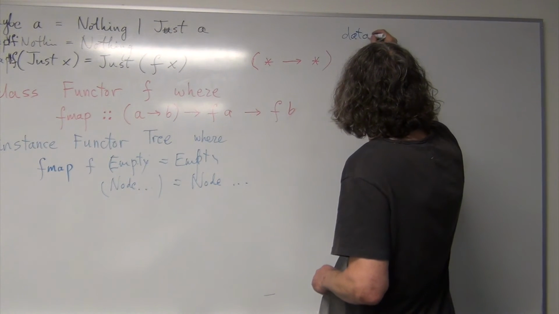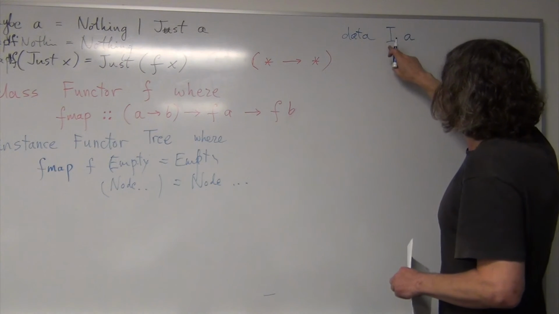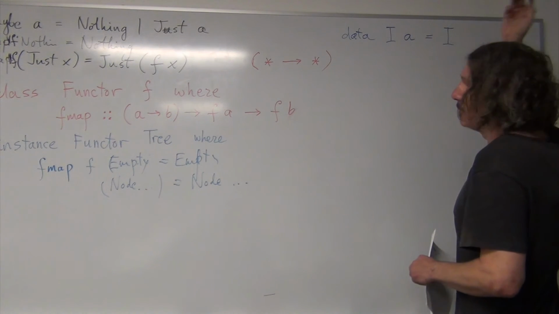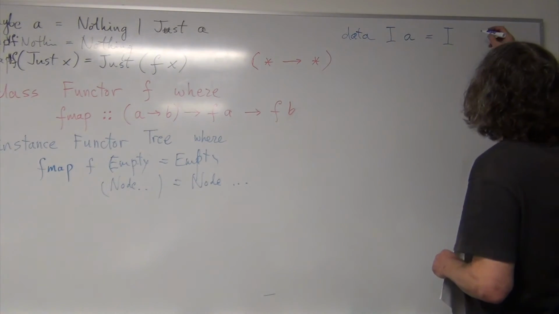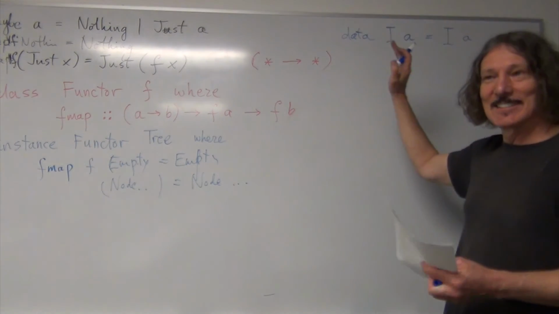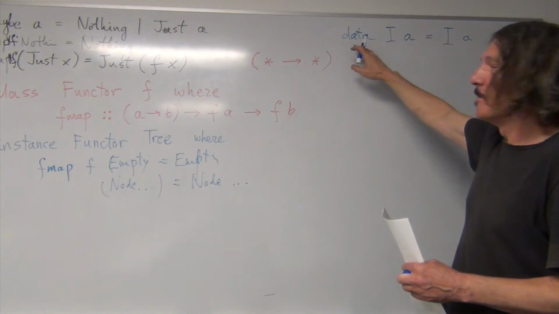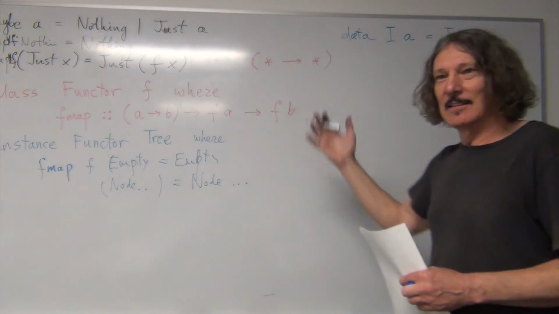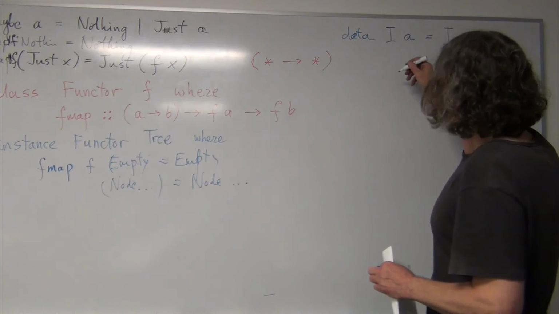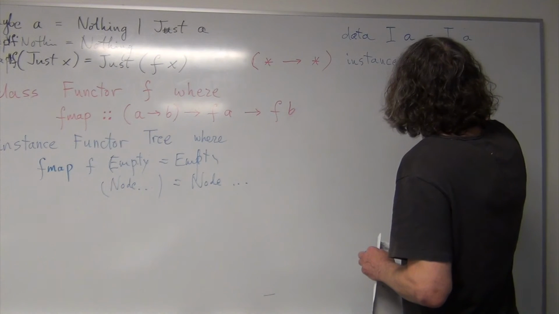So we say data. Let's call it I. For simplicity, it's a type constructor that takes an A, and there's one constructor which we will call I as well, that takes an A. So it looks like the function ID, right? Exactly. But this is an ID on types. So this is called an identity functor, and obviously it's an instance of functor.